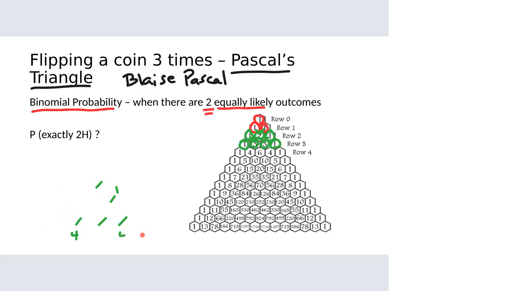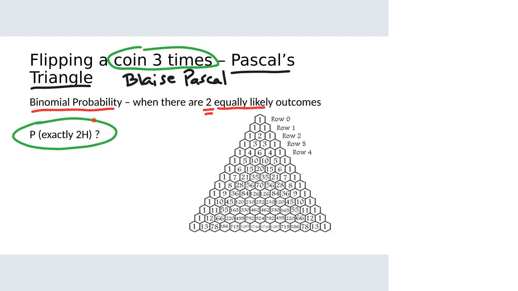With that in mind, now let's take a look at how we're going to use this triangle, what these numbers tell us. In this situation, we're looking at a problem that's exactly the same as what we did just a minute ago, where it said we're going to flip a coin 3 times. What's the probability of getting exactly 2 heads?